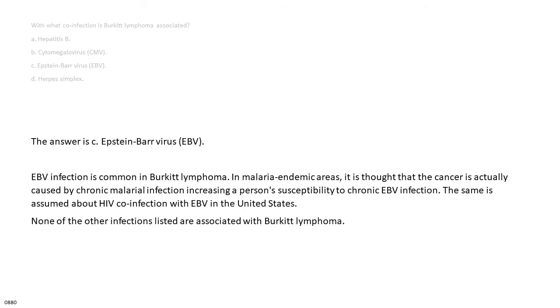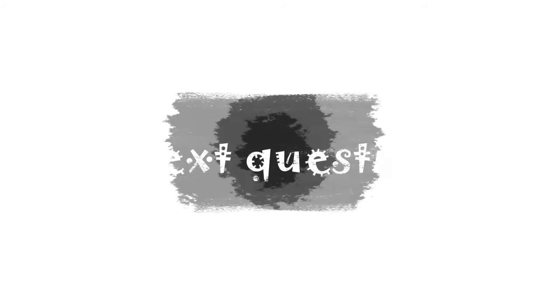The answer is C. Epstein-Barr virus, EBV. EBV infection is common in Burkitt lymphoma. In malaria endemic areas, it is thought that the cancer is actually caused by chronic malarial infection, increasing a person's susceptibility to chronic EBV infection. The same is assumed about HIV co-infection with EBV in the United States. None of the other infections listed are associated with Burkitt lymphoma.